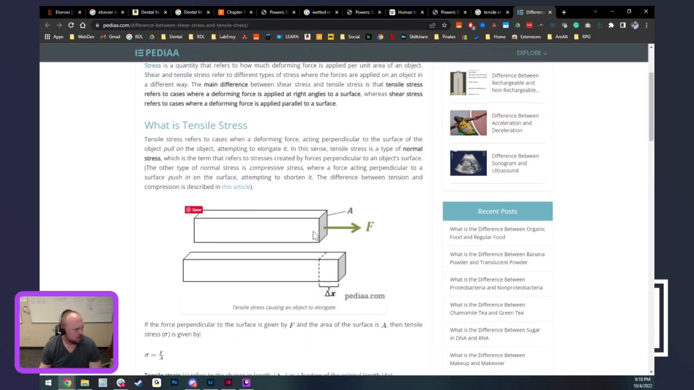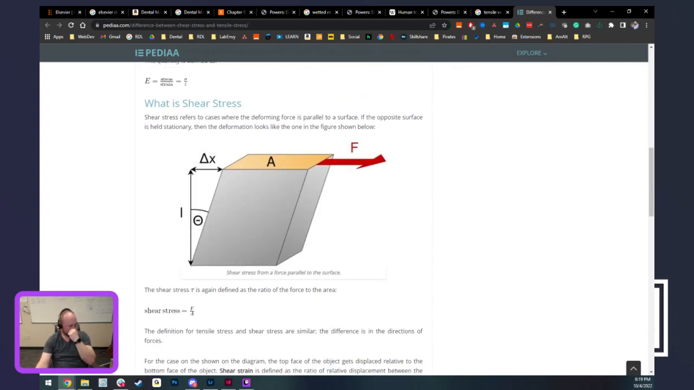Tensile stress refers to cases when a deforming force acting perpendicular to the surface of the object pulls on the object. So tensile stress is pulling and shearing is ripping, basically. Yeah, so elongating is tensile strength. Shearing is breaking. Okay.